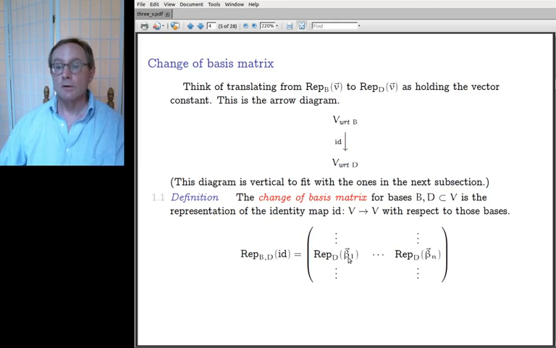So you figure out here what is the identity map acting on the first basis vector, what is the identity map acting on the second basis vector, etc., all the way down to the identity map acting on the nth basis vector. And then you represent the result with respect to D. Of course, the identity map acts on beta 1 by sending it to beta 1. That's what the identity map does, not much. All the way out to it maps the last basis vector to itself. And then we just represent those with respect to the codomain's basis, the output basis, right down here, the D.